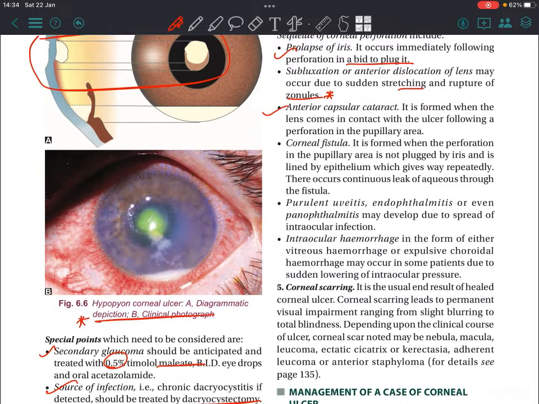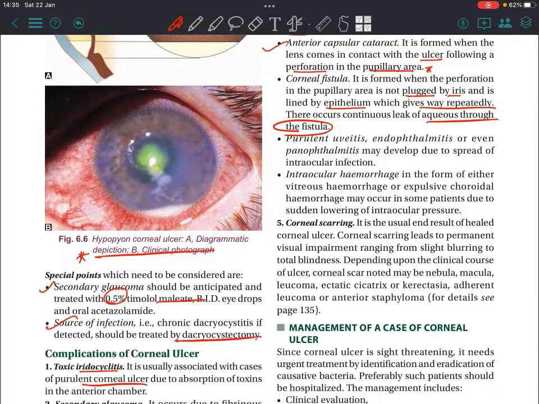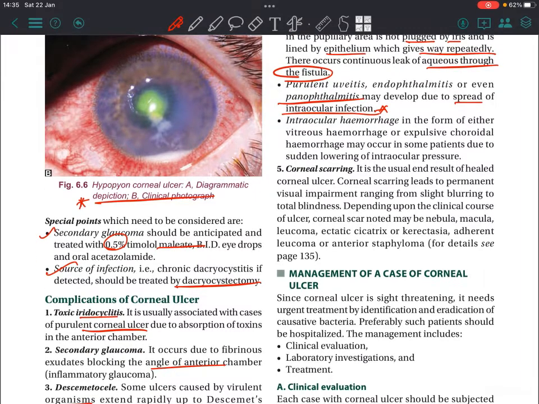Anterior capsular cataract is formed when the lens comes in contact with the ulcer following perforation in the pupillary area. Corneal fistula is formed when perforation in the pupillary area is not plugged by iris and is lined by epithelium, which gives way repeatedly. There occurs continuous leak of aqueous through the fistula. Purulent uveitis, endophthalmitis, or even panophthalmitis may develop due to spread of intraocular infection. Intraocular hemorrhage, in the form of either vitreous hemorrhage or expulsive choroidal hemorrhage, may occur in some patients due to sudden lowering of intraocular pressure.